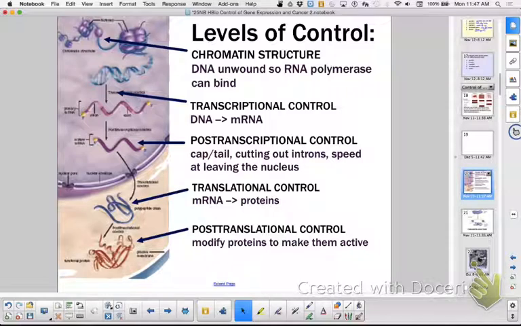So it's like translating. It's like the first step of translational control. So it's the process of mRNA.